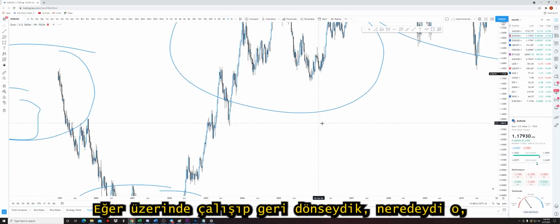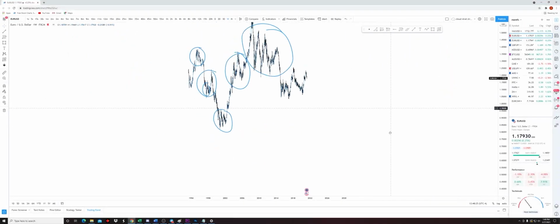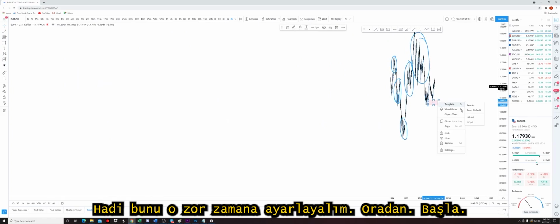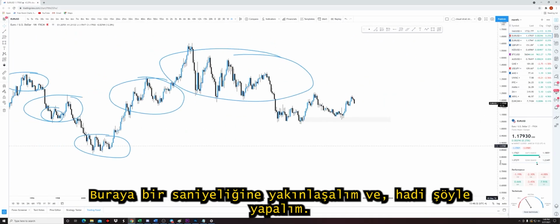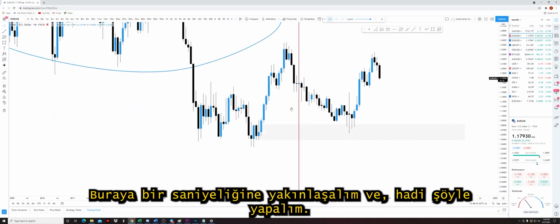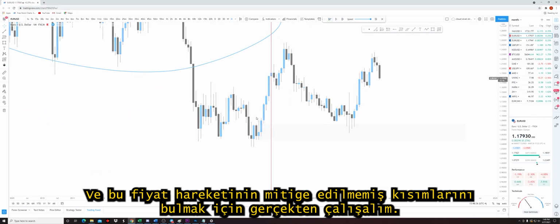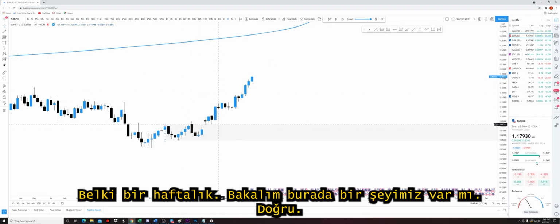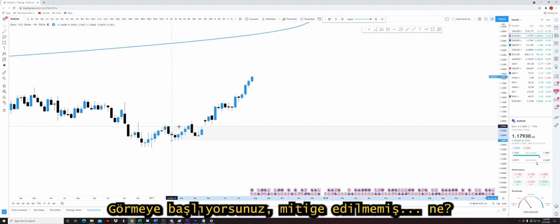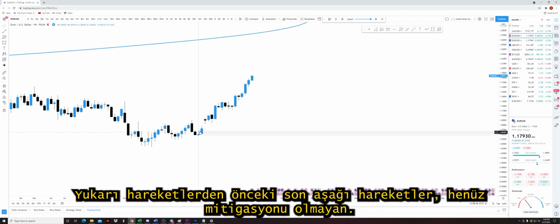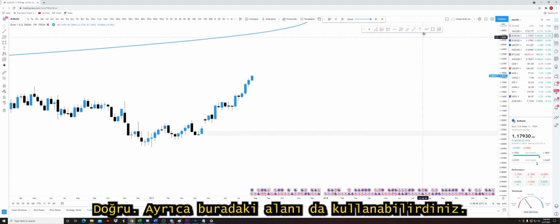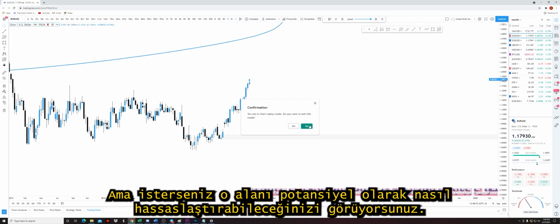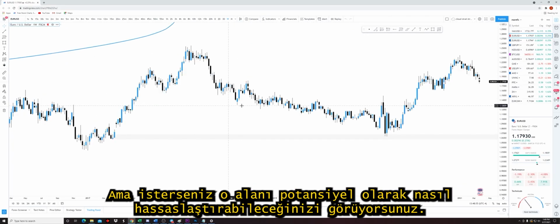If we worked through and went back to where was it? If we worked through this price action, let's set this to the higher time frame. There we go. If we zoom in here for a second, and we actually work through finding the unmitigated portions of this price action, maybe a weekly. Let's see if we got something in here, right? You begin to see there's unmitigated what? Final down moves before the up moves that have no mitigation yet, right? You could also maybe use this area here. I don't know if this area got hit or not. We'll see in a second, but you see how you can refine that area potentially if you wanted to.